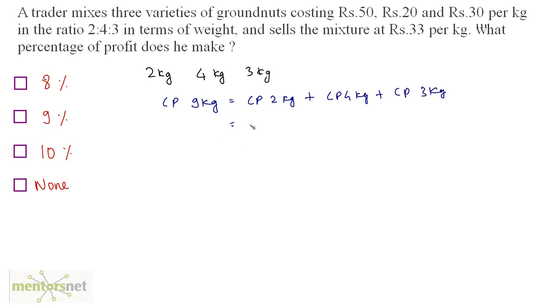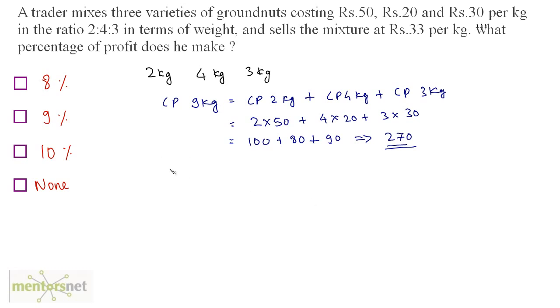And that can be calculated as, we have 2 kgs of 50 rupees groundnuts, right? So 2 times 50 plus I have 4 times 20, which is the price per kg of the 4 kgs of variety. So 4 times 20 plus 3 times 30. So this is equal to 100 plus 80 plus 90, and that is equal to 270 rupees, the cost price of 9 kgs of this groundnut mixture.